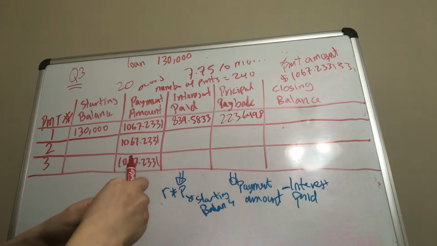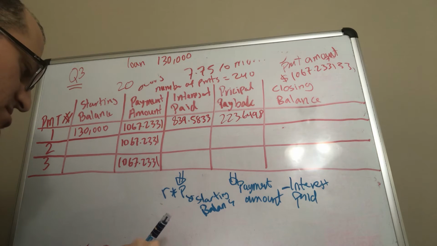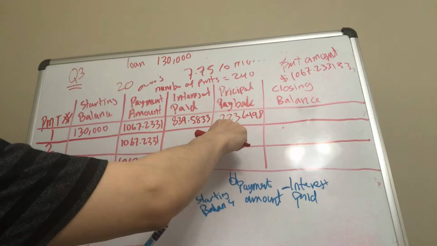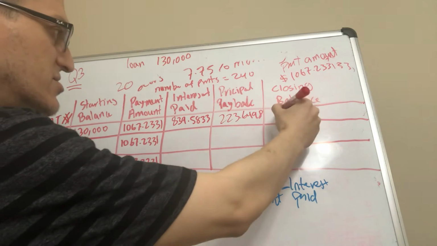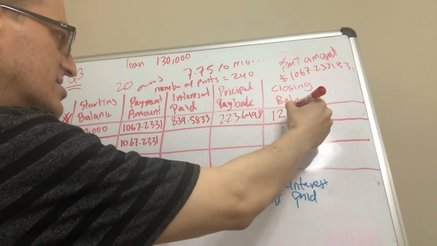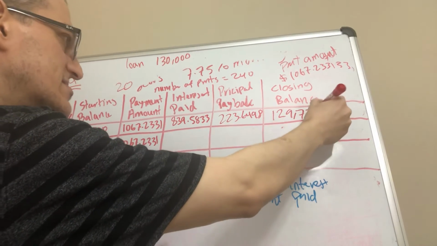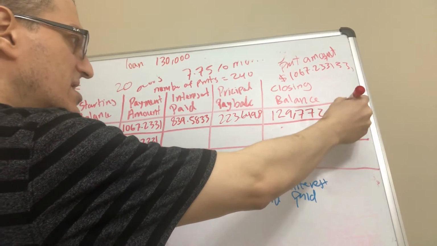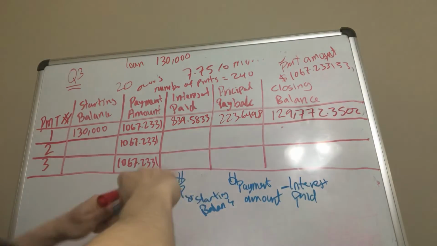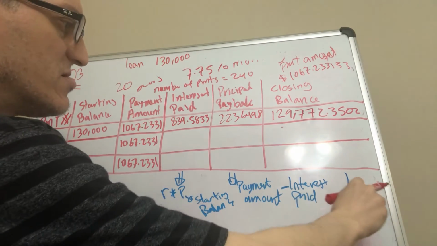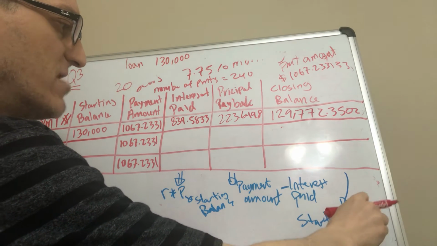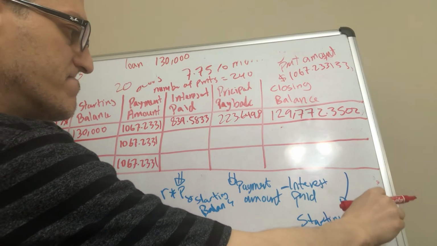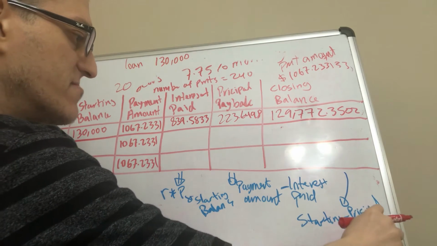Closing balance would be opening balance minus whatever you paid. So opening minus principal paid. So you're going to close at 129,772,3502. So this one would be the starting balance minus principal paid or payback.